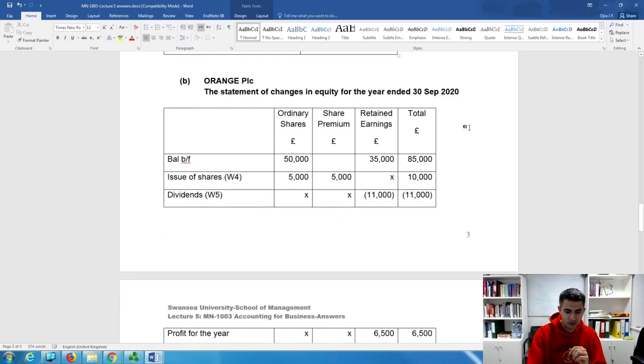So now, when it comes to the other statement, which is a statement of change in equity. When it comes to statement of change in equity, what we need to do, guys, if you look here, we've got share capital, share premium, and retained earnings. Can you see here?